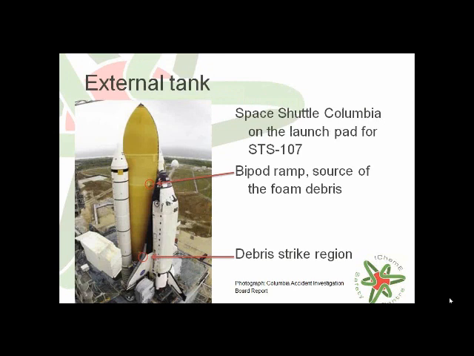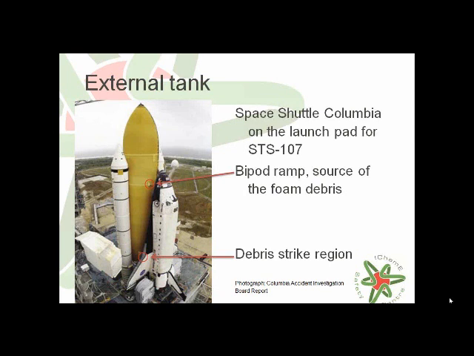This image here shows you the space shuttle in its entirety. So the space shuttle term refers to the orbiter, the external tank, and the solid rocket boosters. The orange tank in the middle is the external tank, and the small red circle up the top is where the bipod ramp is. This is where the foam breaks off when the shuttle actually launches and the external tank separates. The red circle down towards the bottom is the debris strike region where the Columbia was actually struck with the foam that had broken away. And this is actually Columbia on its launch pad prior to launch in 2003.